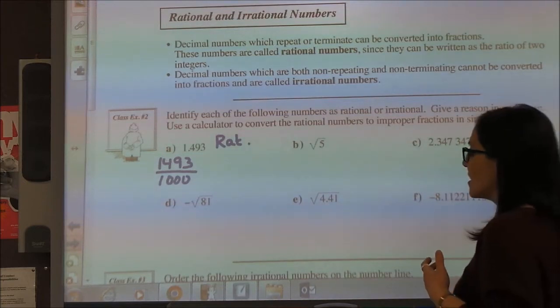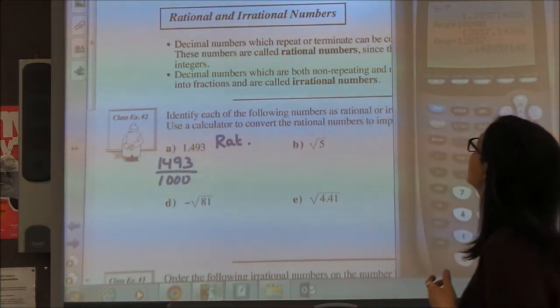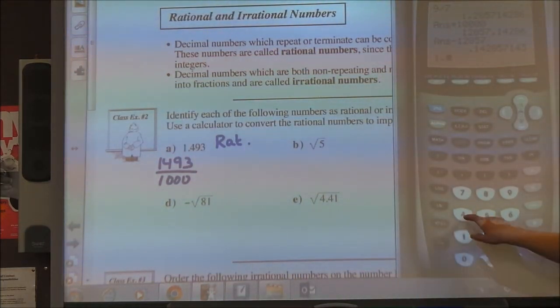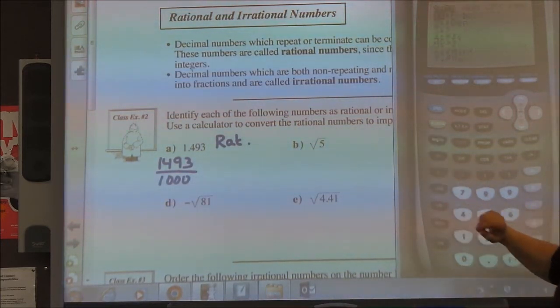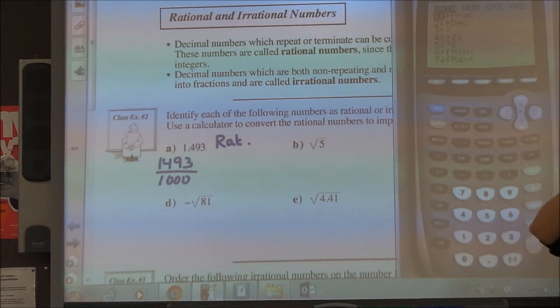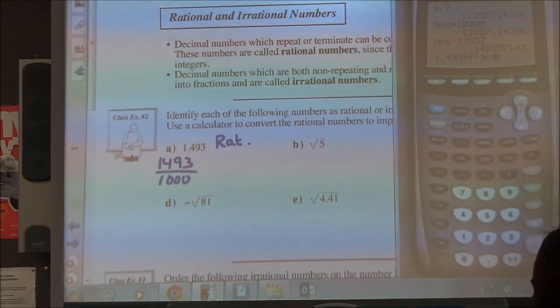To use your calculator, type 1.493 and then press the math button, and there's an arrow, or the number 1, which is a little arrow frac. If I press enter on that, what comes up on my screen is 1.493, and this arrow means to fraction. Press enter, and there's my number as a fraction for me.